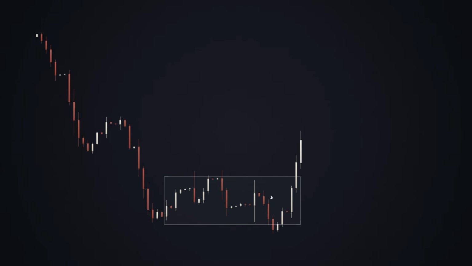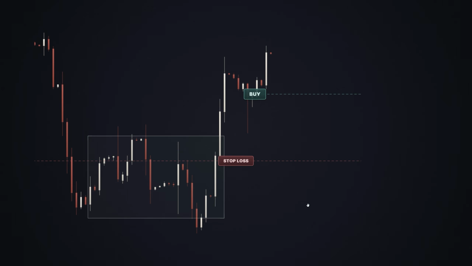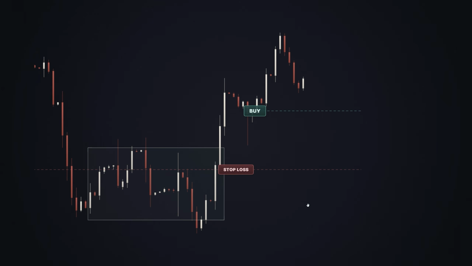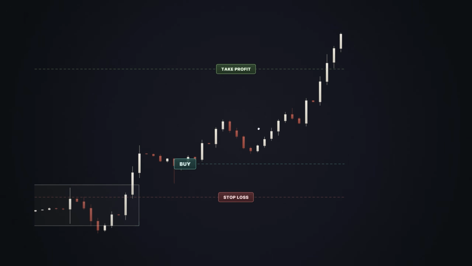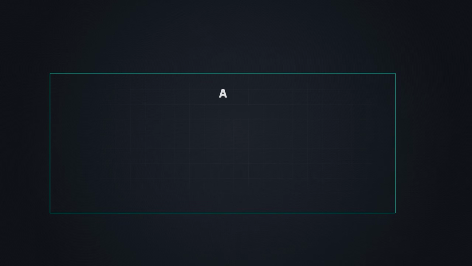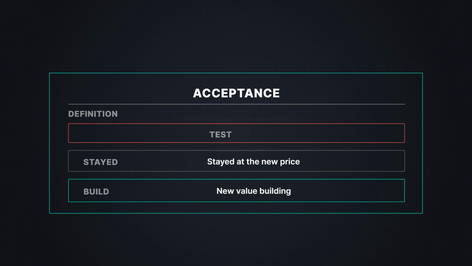But here, the pullback holds above the old box. I enter after that hold. My stop goes behind the accepted area. My target is the next liquidity area above, which means the next obvious high where other traders may have stops. You want to see price pushing higher to start building above the old box. That confirms the new value area. This is called acceptance. The market tested a new price, stayed there, and started building value in the new area.